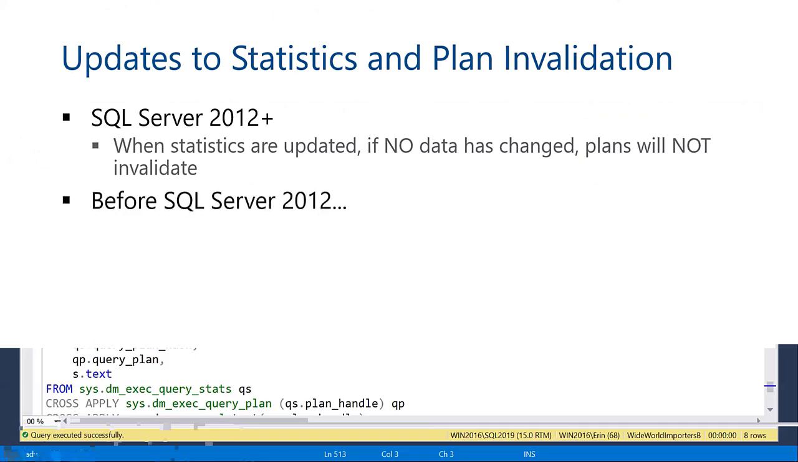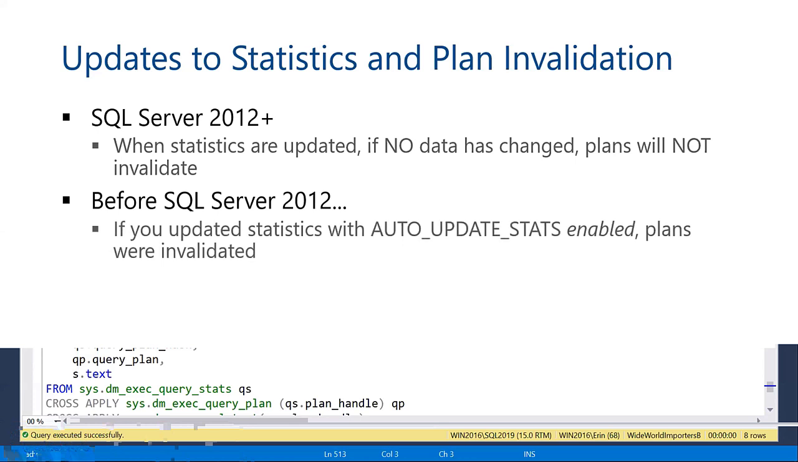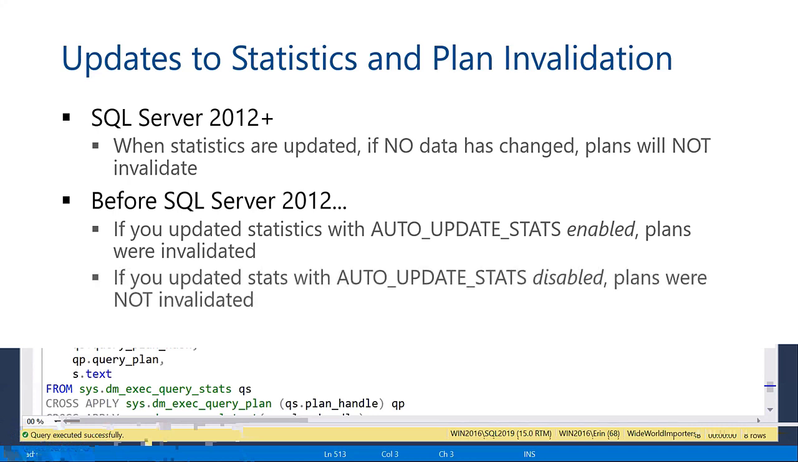Now, before 2012, if you updated stats and you had auto update stats enabled, plans were invalidated, regardless of whether data had changed or not. But there's a fun little caveat here, and I mention this because I know that some people still have versions below 2012. If you updated stats and you had auto update disabled, plans were not invalidated. So this was kind of a tricky scenario.